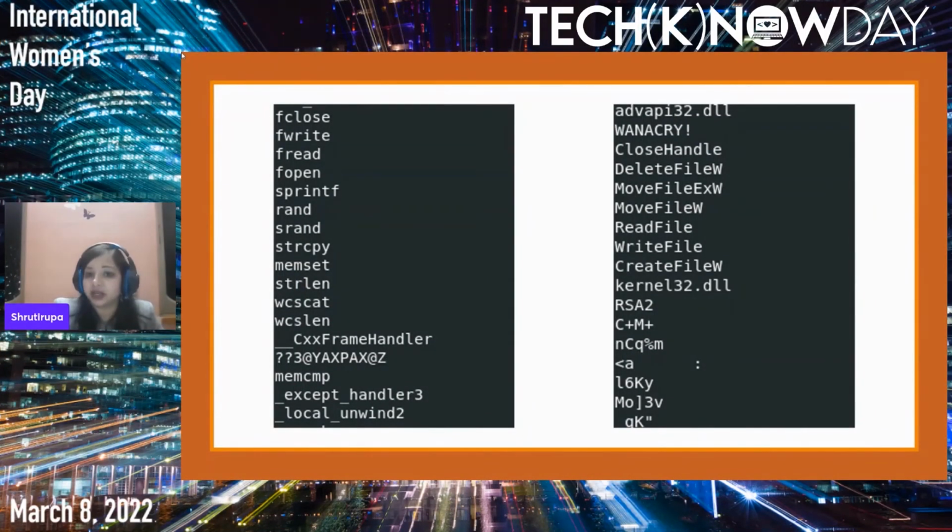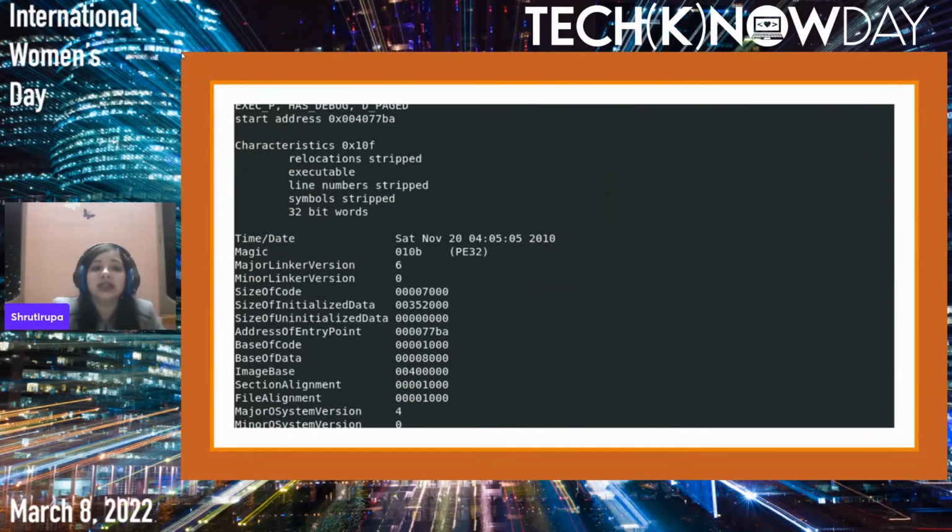These are some other examples of strings that we saw. We even saw WannaCry written over there, so we could be more sure that this is performing something. We can see that there's write file. It is calling some DLL like kernel32.dll, which is one of the DLL files used by almost all programs. We can see some other DLLs also, like advapi32.dll, and some function calls that it is trying to make. There are some other details, like PE32, which gives you an idea that it is a portable executable for 32-bit.